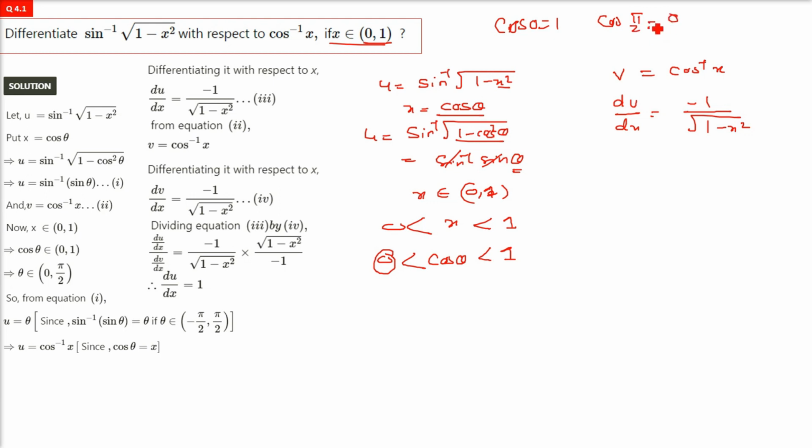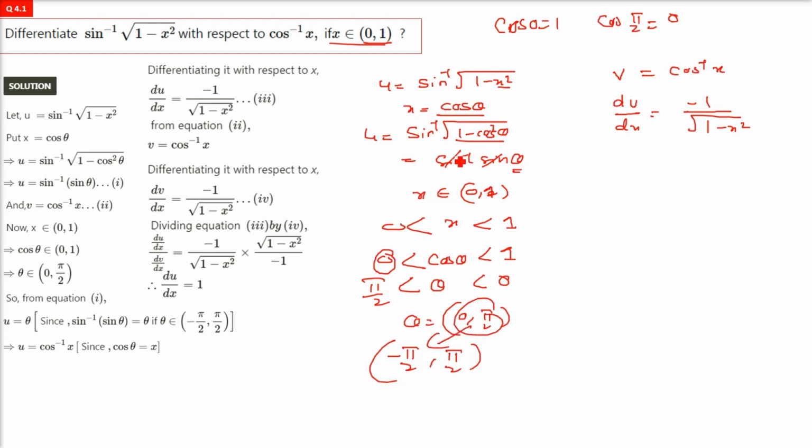So you know already cos 0 is 1 and cos pi by 2 is 0. So the value in between which theta lies is 0 and pi by 2. So theta belongs to 0 to pi by 2. If you cancel this, it has to be between minus pi by 2 and pi by 2. So it is properly in the range, 0 and pi by 2 comes in between. Alright, so this kind of cancellation of sine inverse is possible in this case.